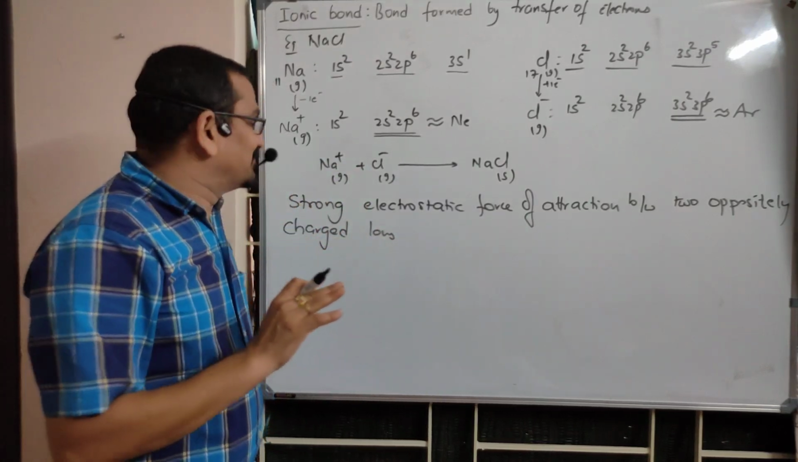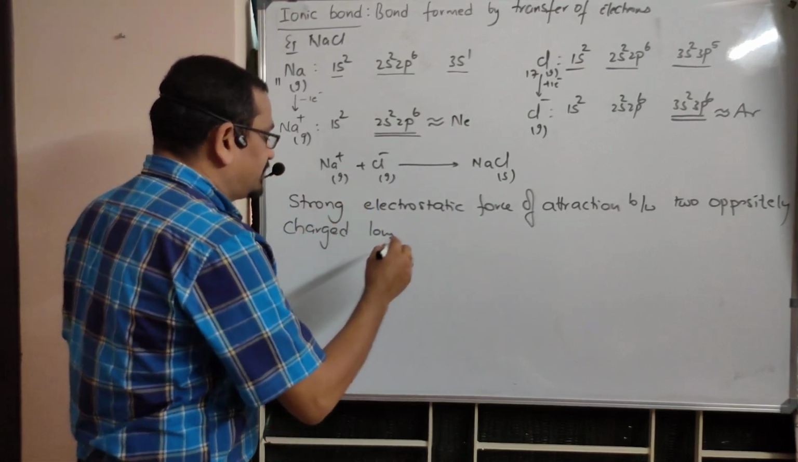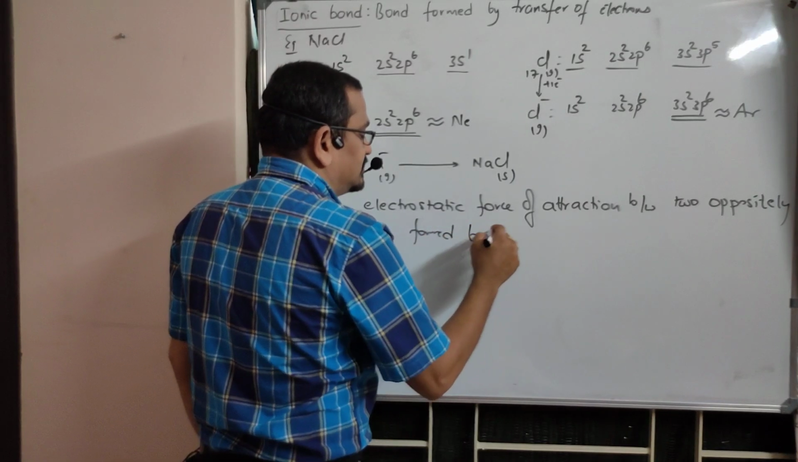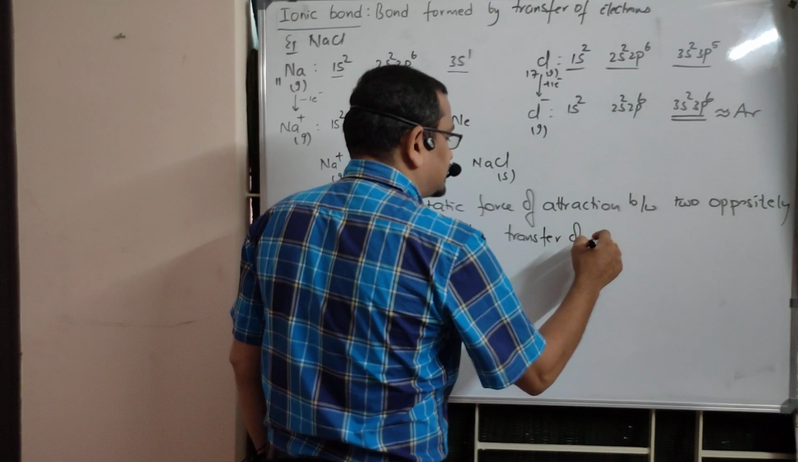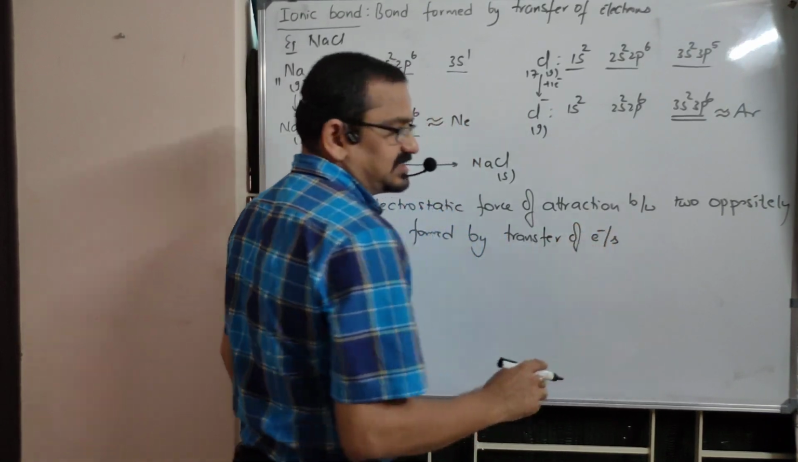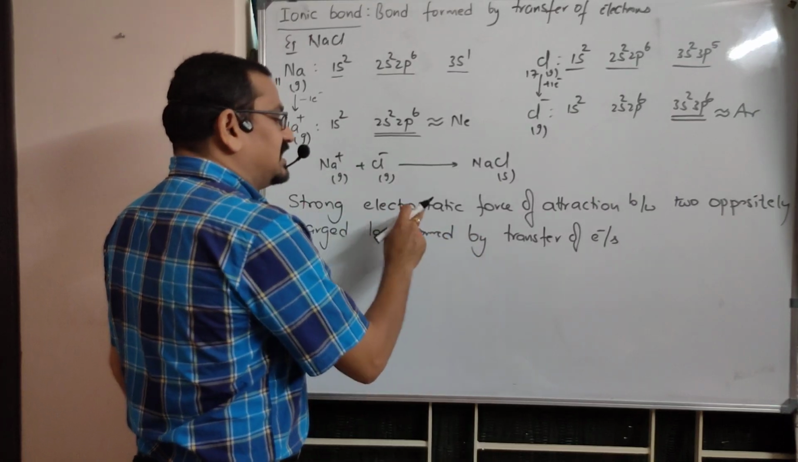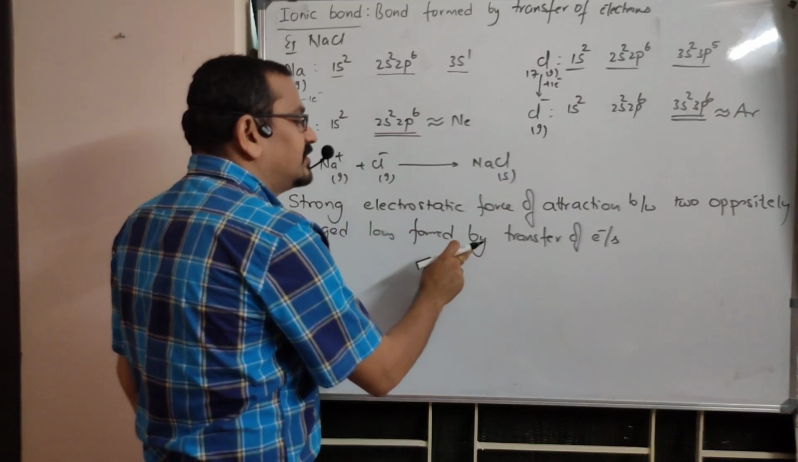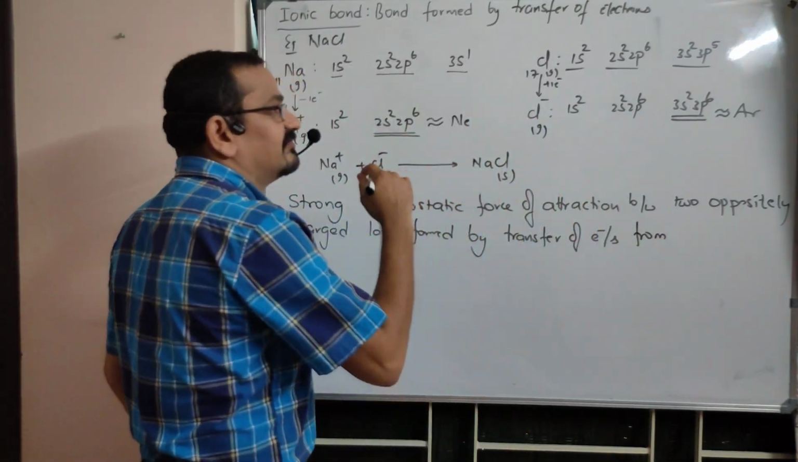Now my question is, how are these two ions formed? Formed by transfer of electrons. See, transfer of electron or electrons. It may be one electron or several. Strong electrostatic force of attraction between two oppositely charged ions formed by transfer of electrons.